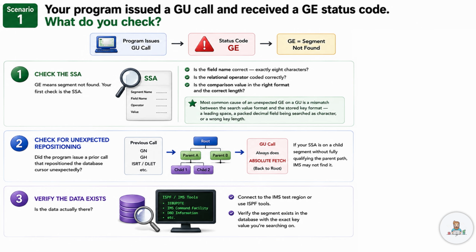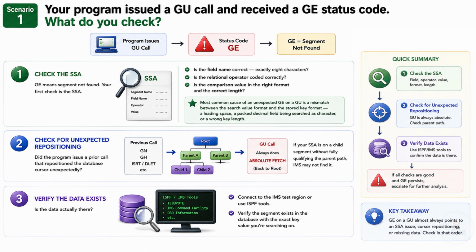It could be leading spaces, a packed decimal field being searched as a character, or a wrong key length. So you need to focus on that particular area first. Now the second check would be to find out whether your program has issued a prior call that repositioned the database cursor unexpectedly, because GU always does an absolute fetch. That means it goes back to the root of the hierarchy. That means if your SSA is on a child segment without fully qualifying the parent path, then IMS cannot find the record that you're looking for.